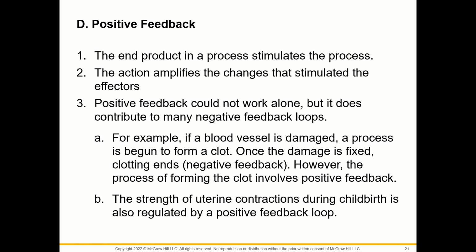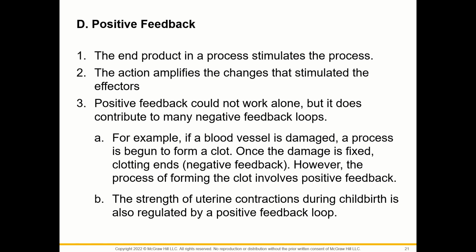Positive feedback is the other type of feedback loop. It is less common by far than negative feedback. Negative feedback makes up about 99% of homeostatic feedback loops. So about 1% of homeostatic feedback loops include positive feedback. And in positive feedback, the end product in a process stimulates that process further. Thus, the action amplifies the changes that stimulated the effectors.